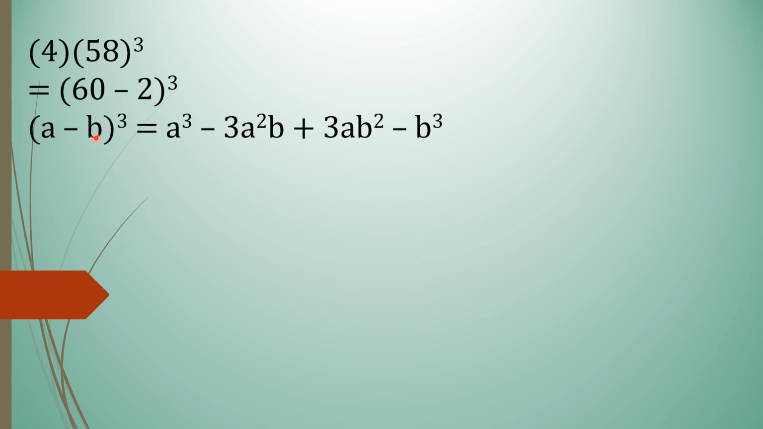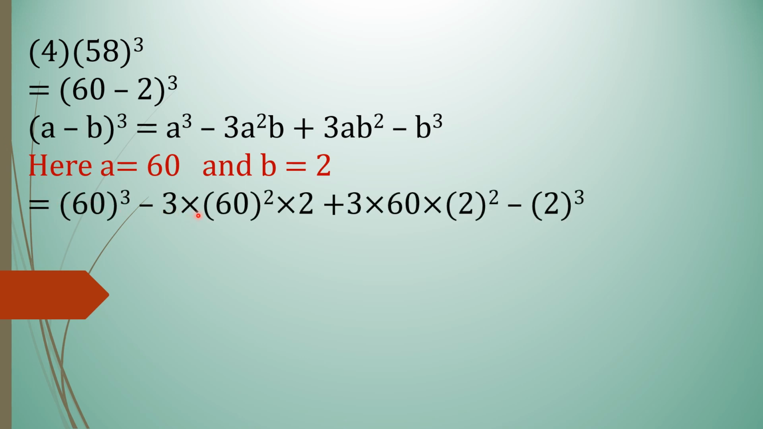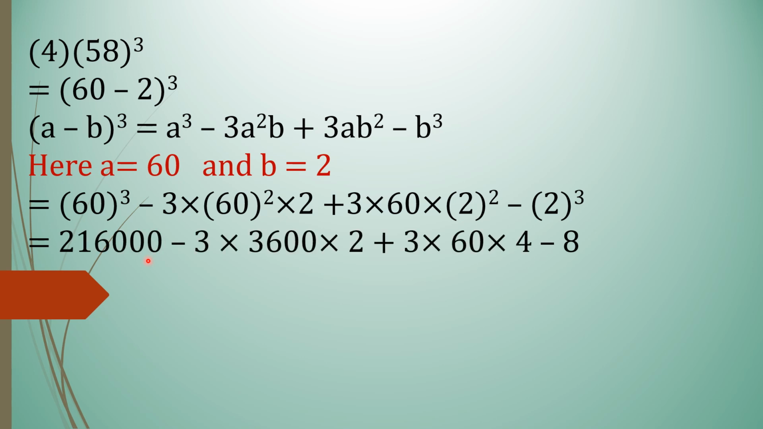We'll use the same formula, a minus b the whole cube equals a cube minus 3a square b plus 3ab square minus b cube. So our a is 60 and b is 2. We'll put that is 60 cube minus 3 into 60 square into 2 plus 3 into 60 into 2 the whole square minus 2 the whole cube. So first we'll solve this. We'll remove the brackets and the next step will become 60 cube.